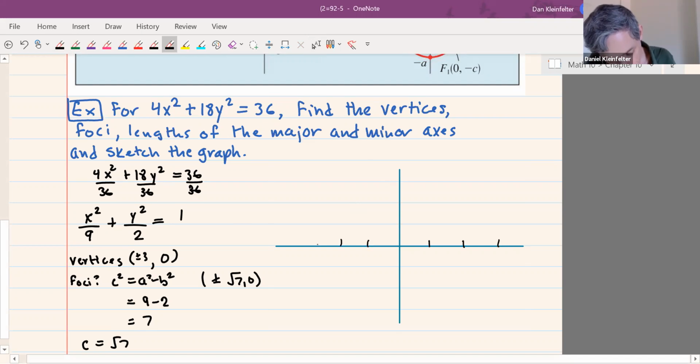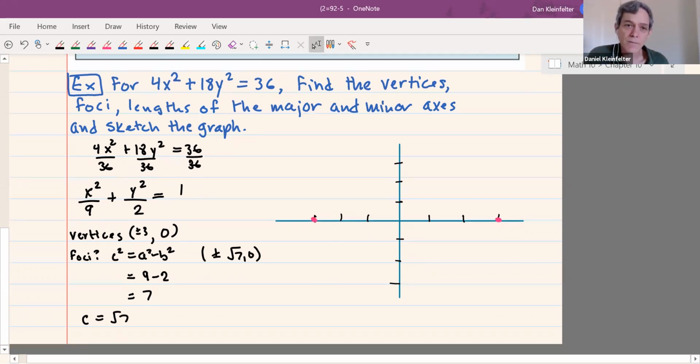It's a good idea generally to find out all your stuff, the vertices and all that, before you make your grid so that you end up with a decent looking picture. So the vertices are plus and minus 3, 0. And then we didn't need the co-vertices in the original question, but it's a good idea to have them for our picture's sake. So let's see what those are.